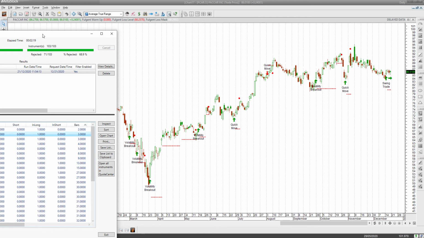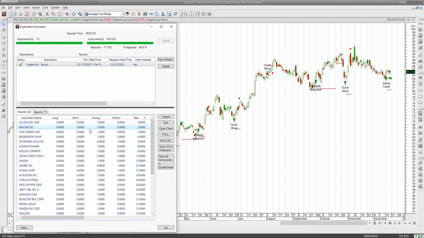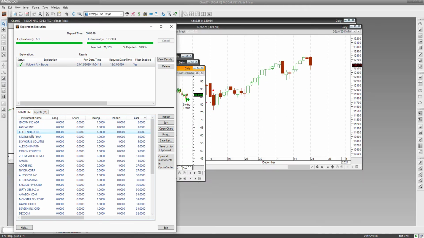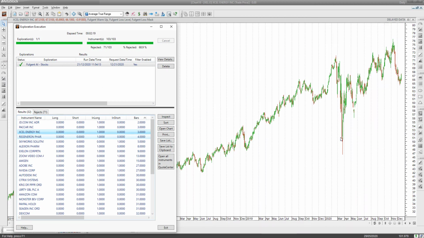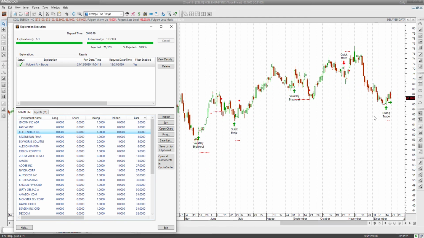So plenty of high probability trades generated. Xcel Energy, 3 days into the trade, swing trade, so there's upside potential there.